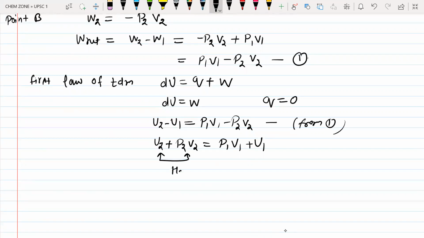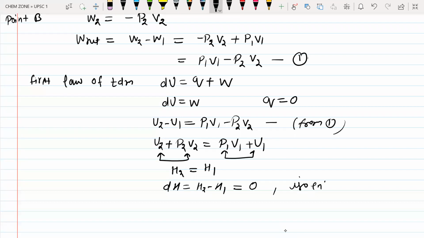U2 plus P2 V2 is the enthalpy, considered as final enthalpy. U1 plus P1 V1 is given as initial enthalpy. So there is no change in the enthalpy of the process. So we can say that the Joule Thomson experiment is an isoenthalpic process. This is the first important outcome which can be asked in the exam.